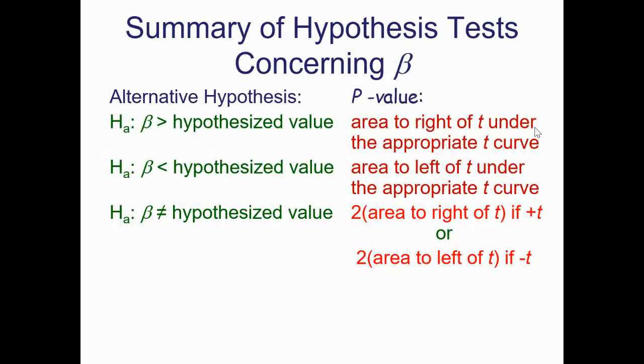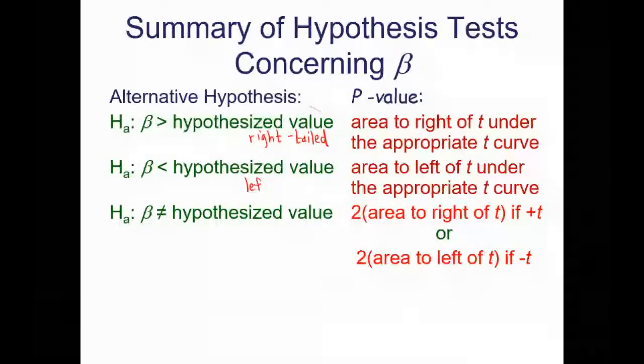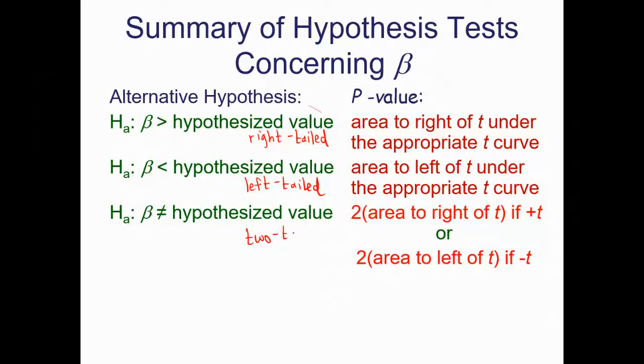So if beta is greater than the hypothesized value, that means we have a right-tailed test, just like we've had in the past. Less than means we have a left-tailed test. Not equal to, we've got a two-tailed. When it comes to slope and doing the model utility test, this is our most common alternative hypothesis.